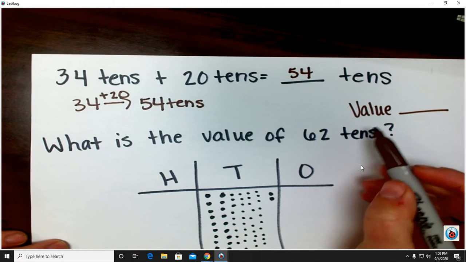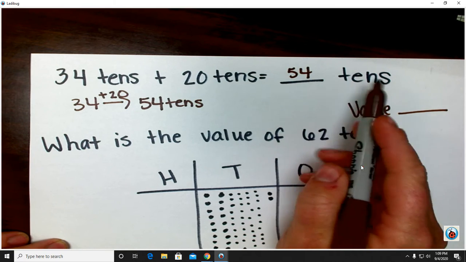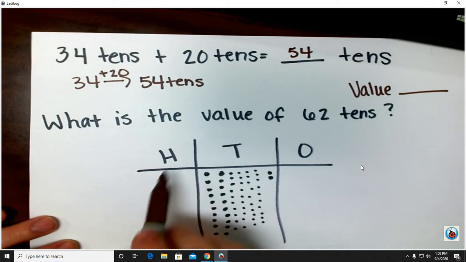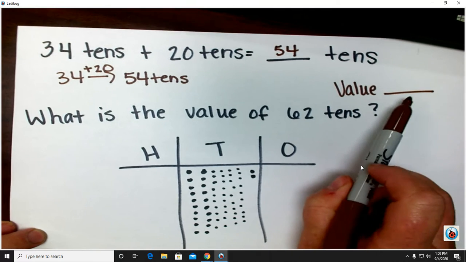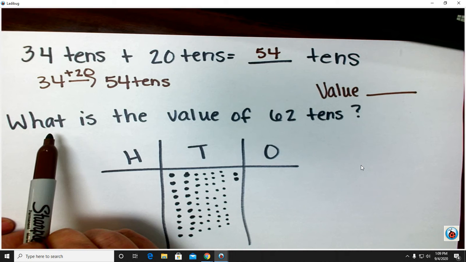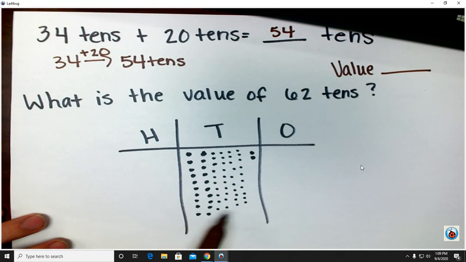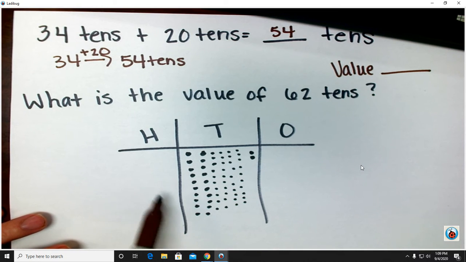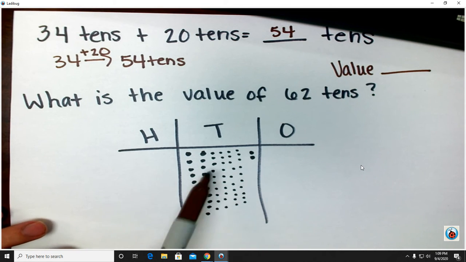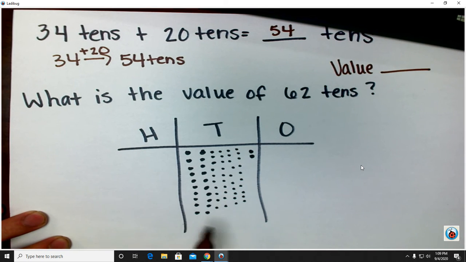Okay? And it says the value. That means how much is 54 tens equal to? So I'm going to show you how to do this one, and then we're going to come back and see if we can figure out what 54 tens is equal to. So your next question says, what is the value of 62 tens? Well, if you noticed, I went on and filled in my place value chart because I thought it might take a while to draw 62 tens. So I just made 6 groups of 10 here. So I have 1, 2, 3, 4, 5, 6 groups of 10, and I have 2 left over.